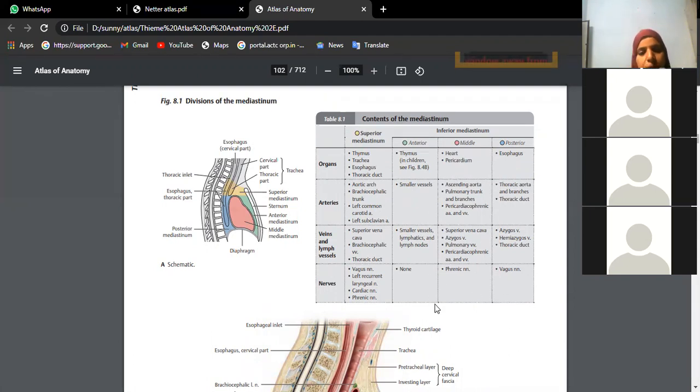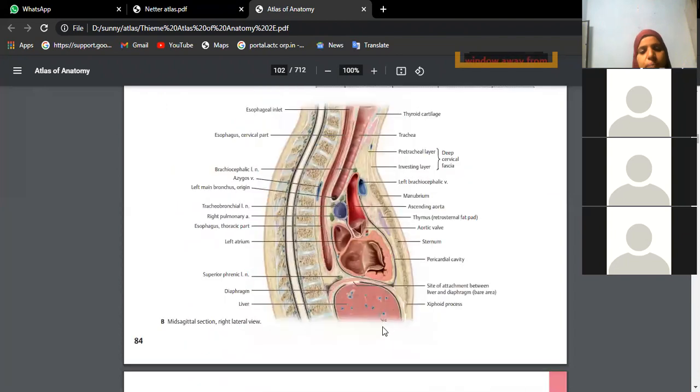What are the organs? Just look at this and you are shown all. This is the sagittal section, no? Manubrium, body, xiphoid process. This is a retrosternal space where you have the anterior mediastinum. Middle mediastinum has heart and pericardium. Posterior mediastinum, here you are finding esophagus. Trachea will bifurcate into right and left principal bronchi.